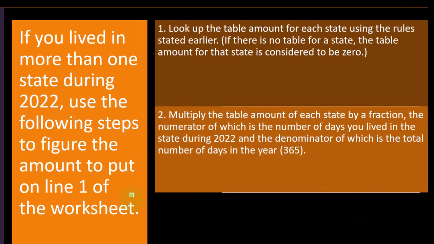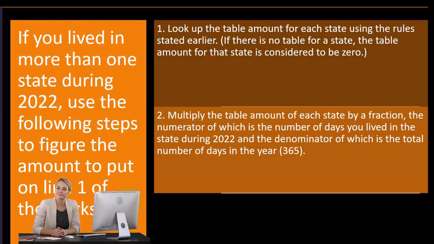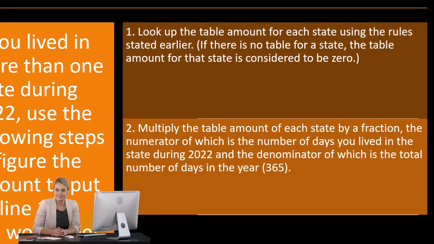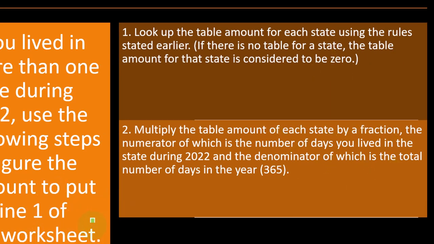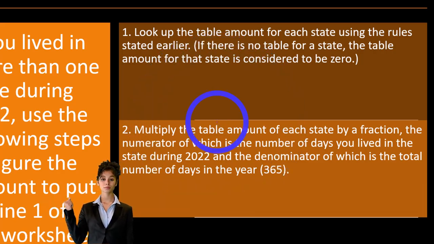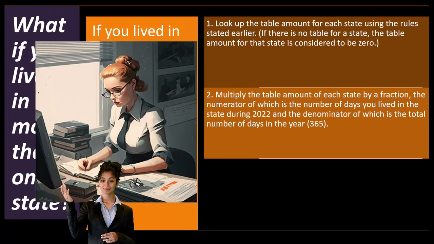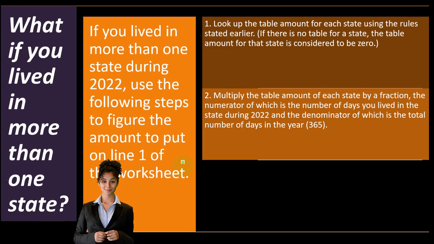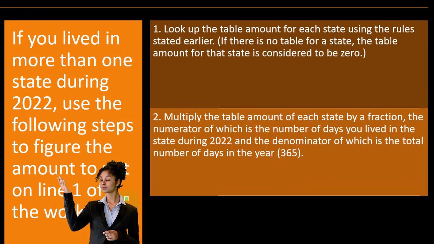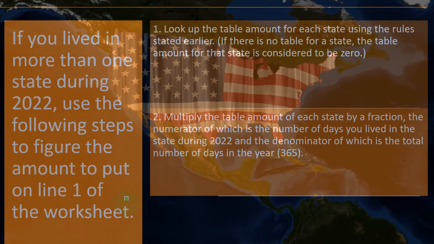So number two, multiply the table amount of each state by a fraction, the numerator of which is the number of days you lived in the state during 2022, and the denominator of which is the total number of days in the year. This would be a common type of strategy when we have this kind of issue. We lived in two states for a fraction of the year, so we can calculate that fraction and then apply one table for the fraction and the other table for the other fraction. So we can do a fraction problem, breaking out what percentage of the year I was in this state versus the other state, and then use the appropriate tax tables times those fractions.